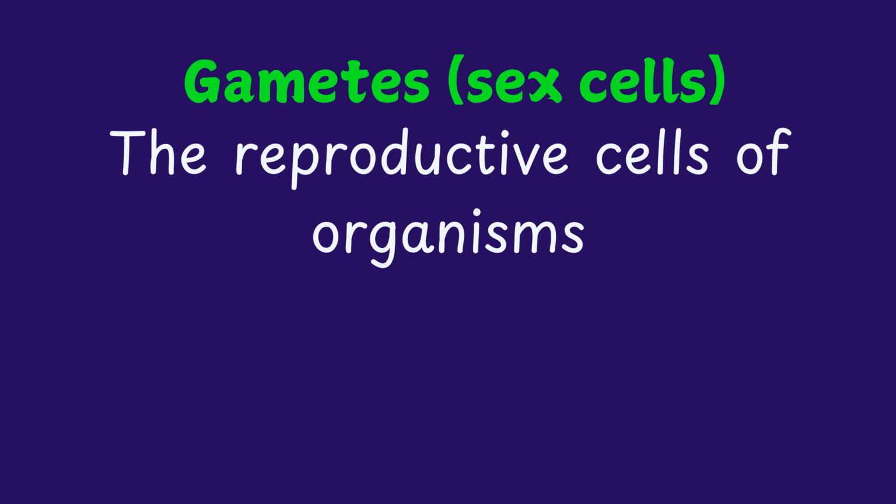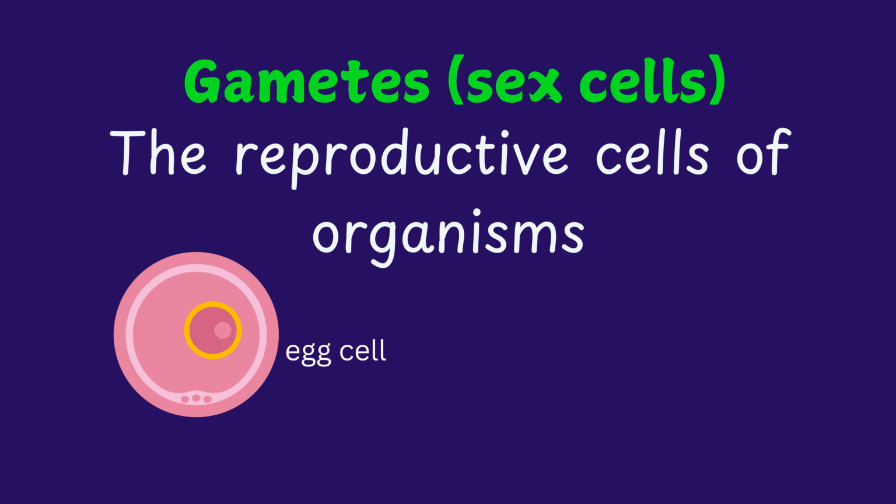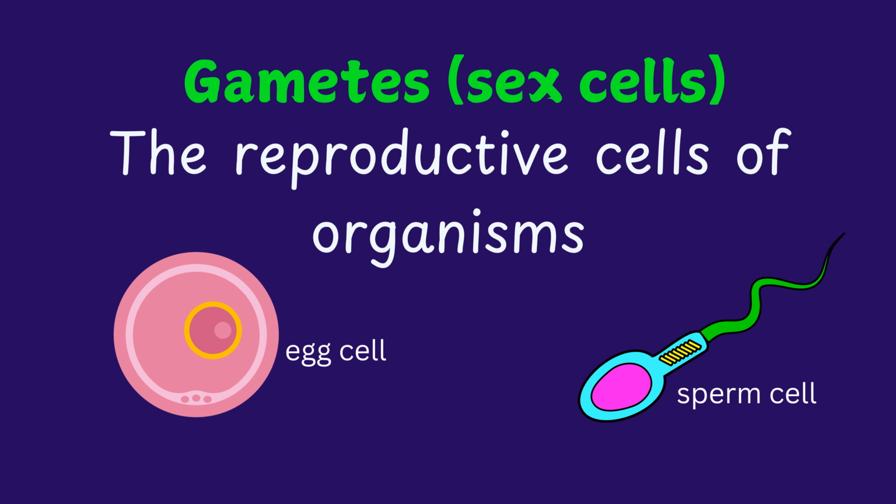The first word is gametes. Gametes are also called sex cells. Gametes are the reproductive cells of organisms, and these would be the egg cell and the sperm cell for animals.